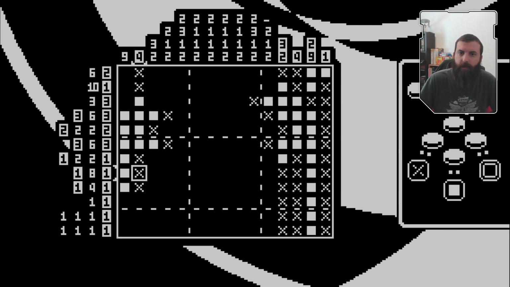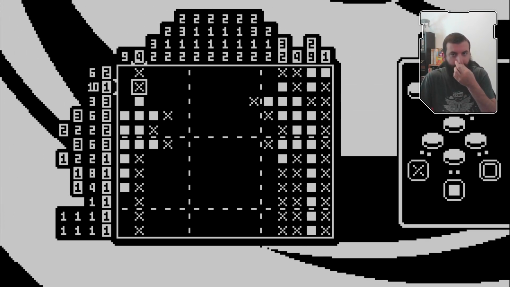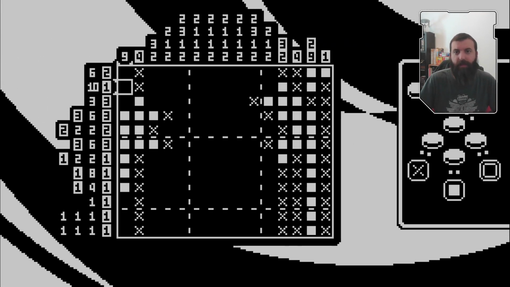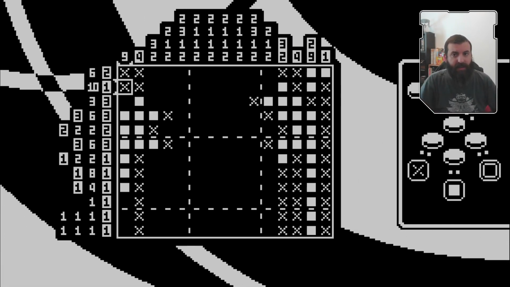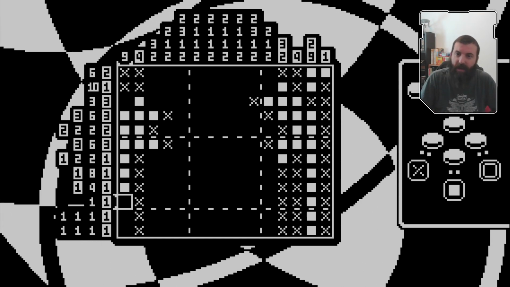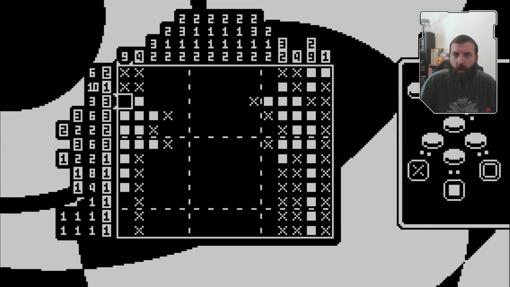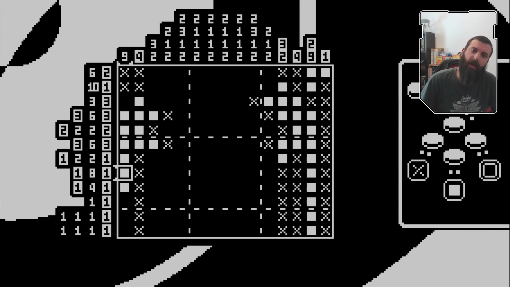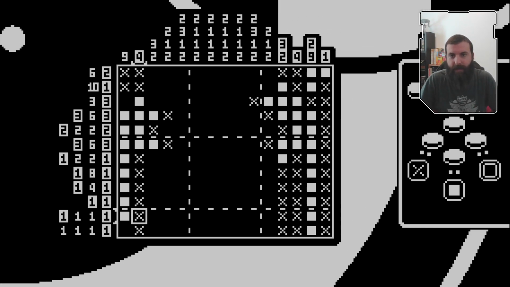Because of that vertical 4 blocking this out, we know that the horizontal 10 can't be over here, and the horizontal 6 can't be over here. That limits us down in terms of where this 9 can be. 1, 2, 3, 4, 5, 6, 7, 8, 9. Sounds good.